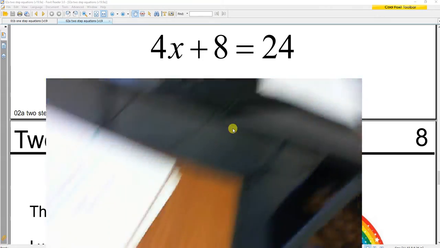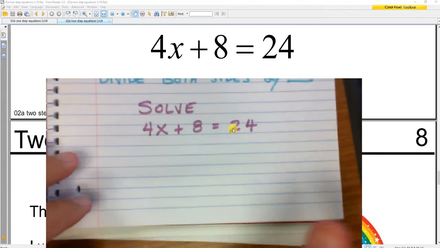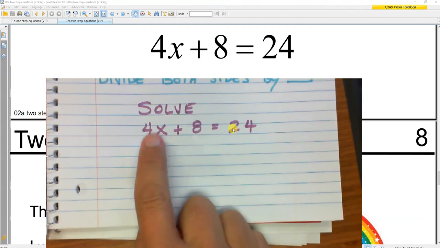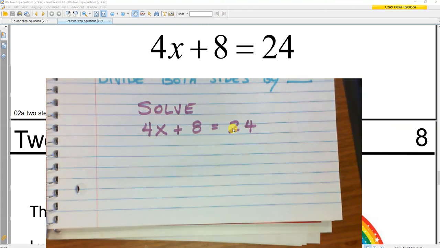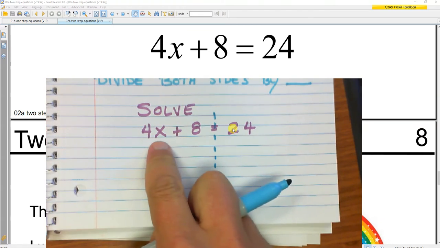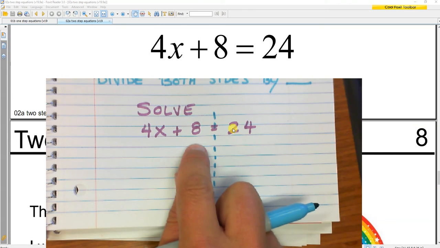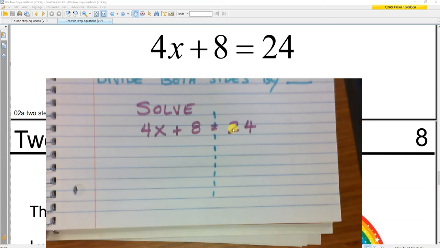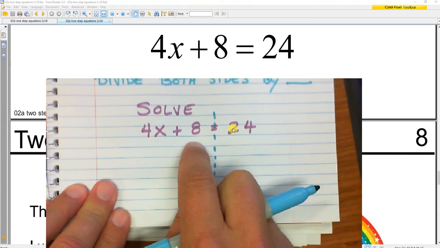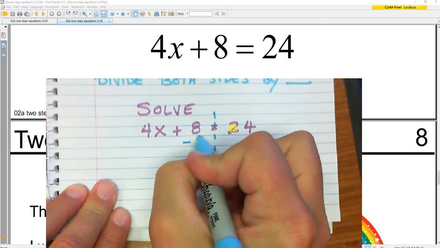Okay, so here's how we do this, because people often are confused with who to deal with first. Should I deal with the 4 or should I deal with the 8? And my answer is you want to sneak up on the x. Don't go right to the x. You've got to deal with the 8 first. You usually deal with the adding and subtracting first, and then the multiplying and dividing. So I want to deal with the 8 first, and then I'll come to the 4. I'm going to subtract 8 from both sides.